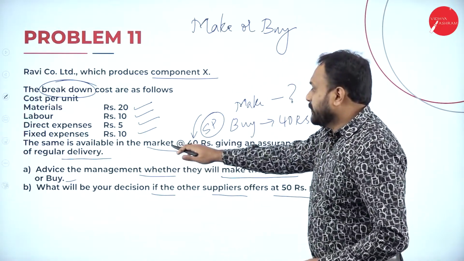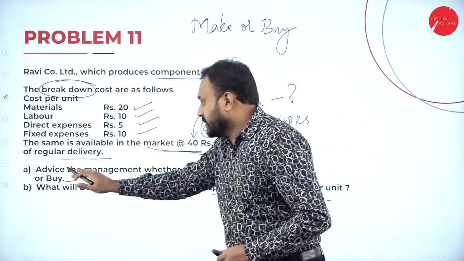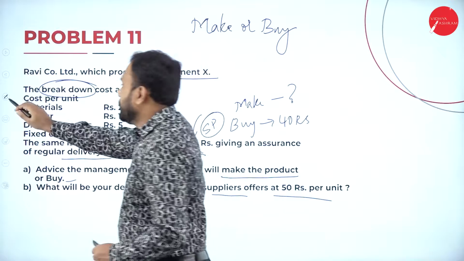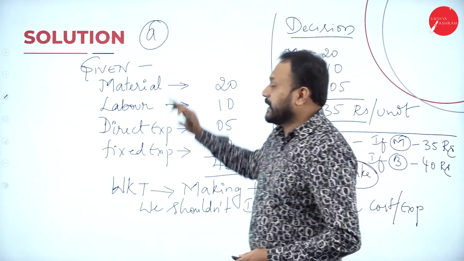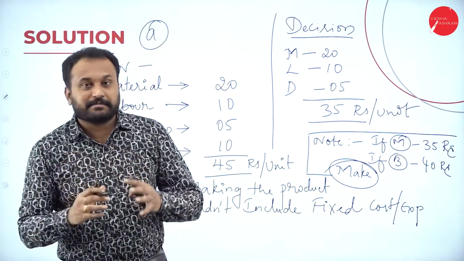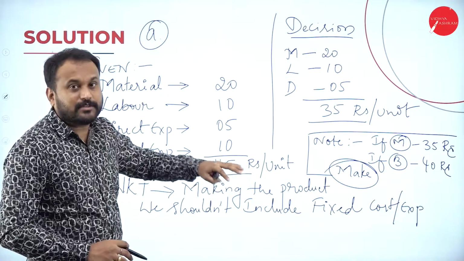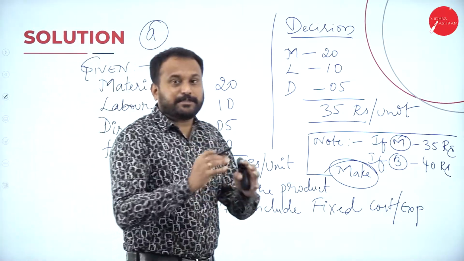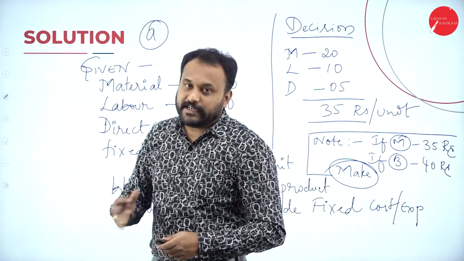The same is available in the market for how much? 40 rupees. Now you are supposed to advise the management. So I'll just erase this for you here. So we have solved part A. And what is my decision? My decision is to make the product, because now you need to give a reason also: from each product I'll be saving 5 rupees if I manufacture component X.